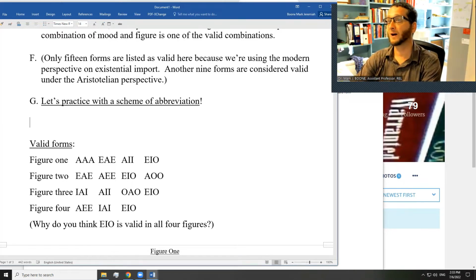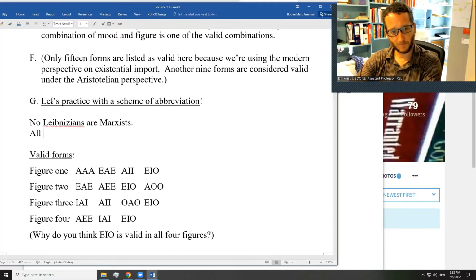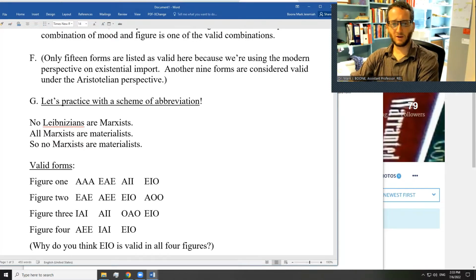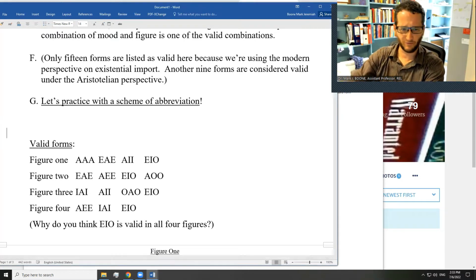Let me think of a syllogism worth testing for validity. Well, I don't like this. It's too close to standard form. What did I just say?